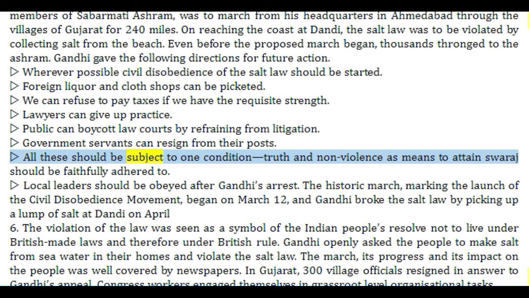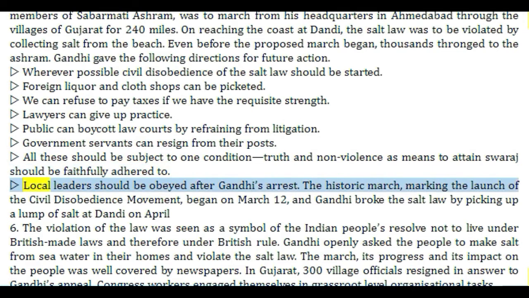All these should be subject to one condition: truth and non-violence as means to attain Swaraj should be faithfully adhered to. Local leaders should be obeyed after Gandhi's arrest.